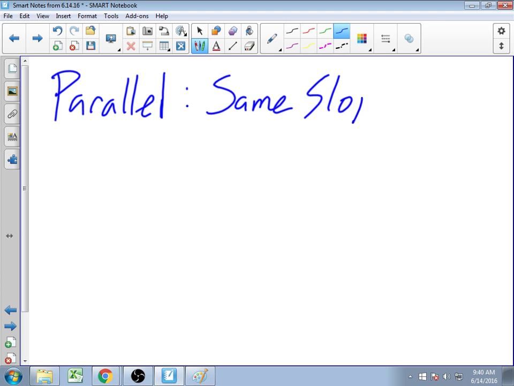Parallel will have the same slope. Oh, and sometimes, don't let this throw you off, you could have a line right on top of the same line. They are parallel, even though they touch. If they have the same slope, we call them parallel. So either they never touch or every single point touches. So that's a weird manipulation, but occasionally they'll throw a question in there that's like, what's a parallel line? It goes through this point, and then it ends up being the same line, and it just kind of confuses you.